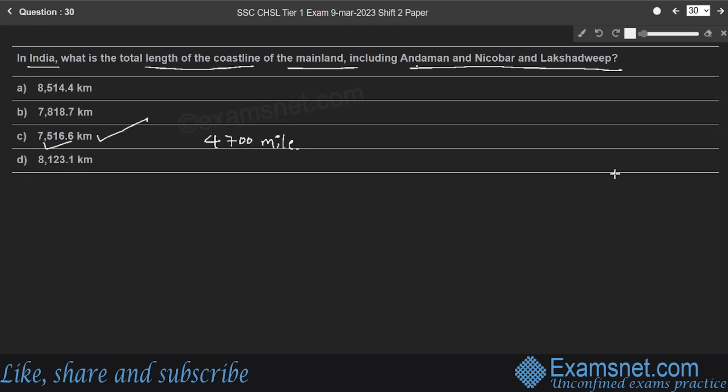This coastline stretches along the Arabian Sea to the west, the Bay of Bengal to the east, and the Indian Ocean to the south. It is important to note that the exact length of the coastline can vary depending on the method used to measure it, as coastlines are often complex and irregular.